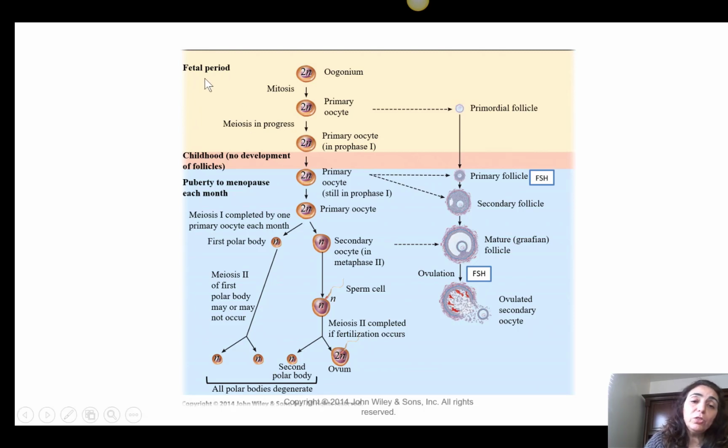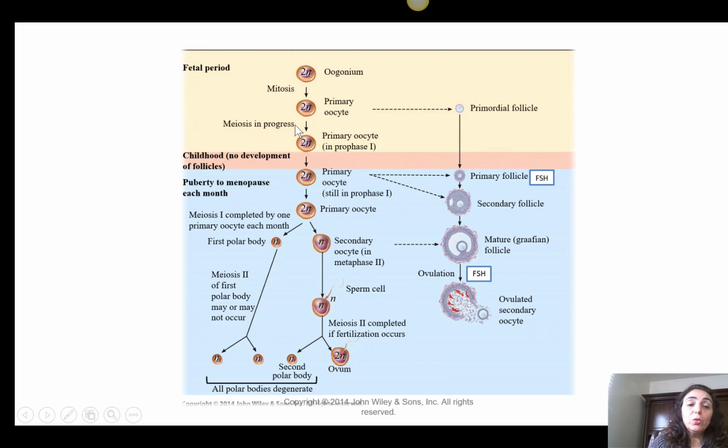So as you see in the fetal period, you have the oogonia inside of the ovaries, and they are diploid. We write it as 2N because you have the 23 pairs of chromosomes, right? Then they go through mitosis and make the primary oocytes, and then all primary oocytes enter the first meiosis in the fetal period, in the embryonic and fetal period.